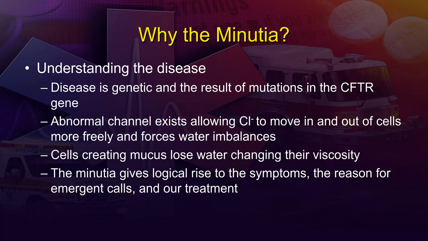So the disease itself is genetic in origin, is a mutation of the CFTR gene. And the CFTR gene in this mutation creates an abnormal channel that allows chloride ions to move in and out of cells in an uncoordinated manner.